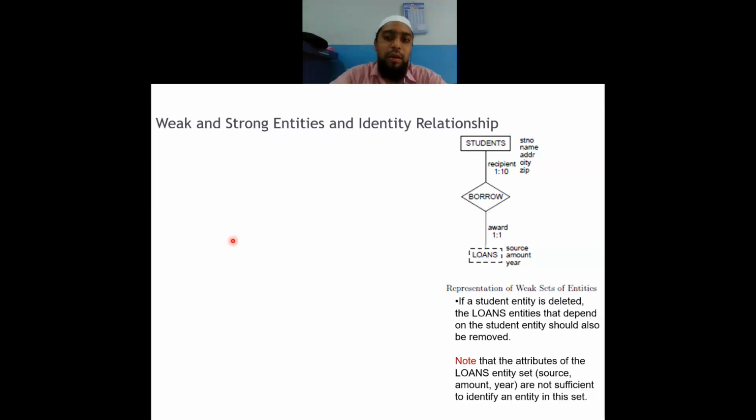Okay. Now, there are different notations to be used. For example, for a normal entity set, we use the rectangle. Similarly, for a weak entity set, we will use the rectangle, but with dashed lines. Okay, clear? For example, in this particular diagram, what I have shown here is the loans entity set. Loans is an object that exists in the world, right?